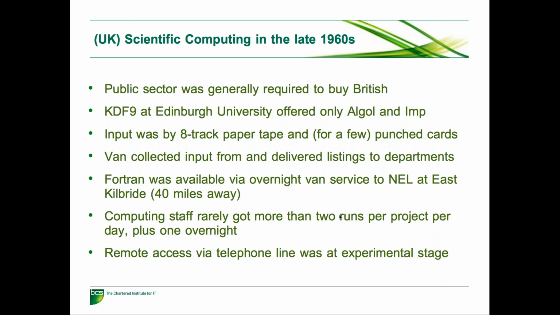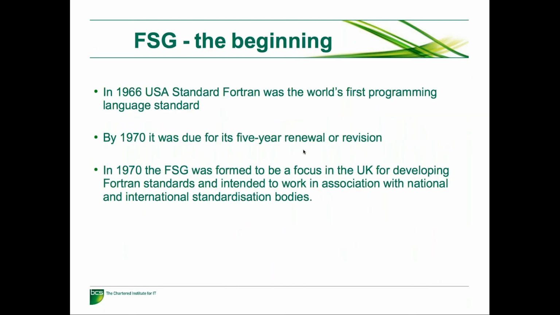Such was the mismatch between demand and supply of these small machines that even computing on site rarely got more than two runs per project per day. And obviously, if you were using the overnight van service, you only got one run per project per day. Remote access via telephone was just coming into use. So what caused the Fortran group to be set up?